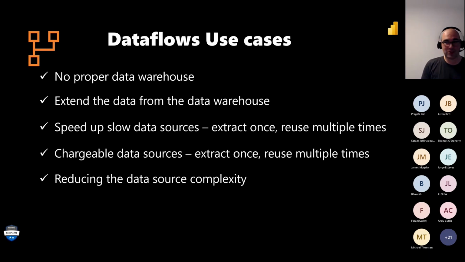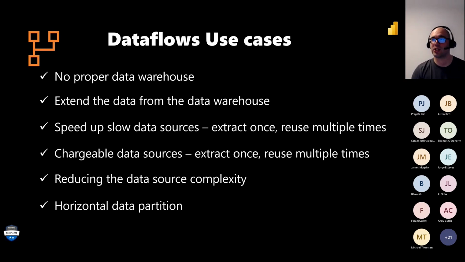So, reducing the data source complexity. Instead of connecting to multiple data source objects and having all of them in the dependency circle, you can transform and prepare the data within the data flow, thus reducing the overall complexity of your data model. Also, horizontal data partition, meaning you can create multiple data flows based on the same data source.